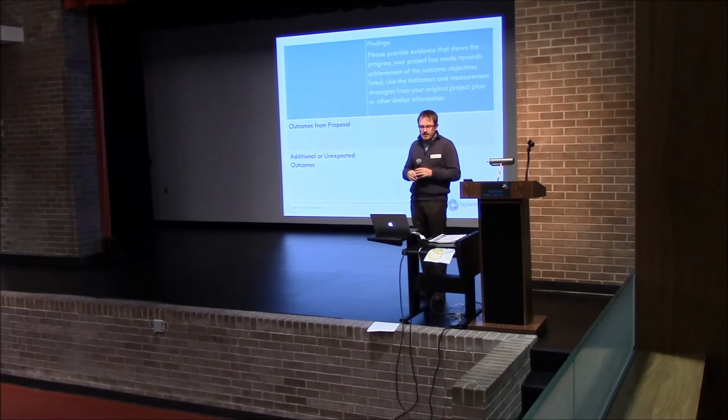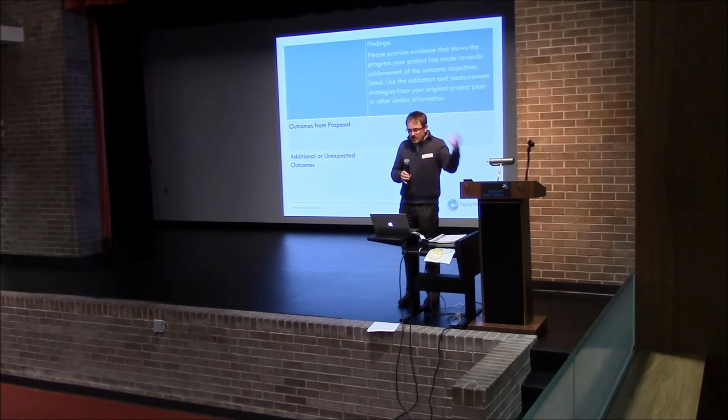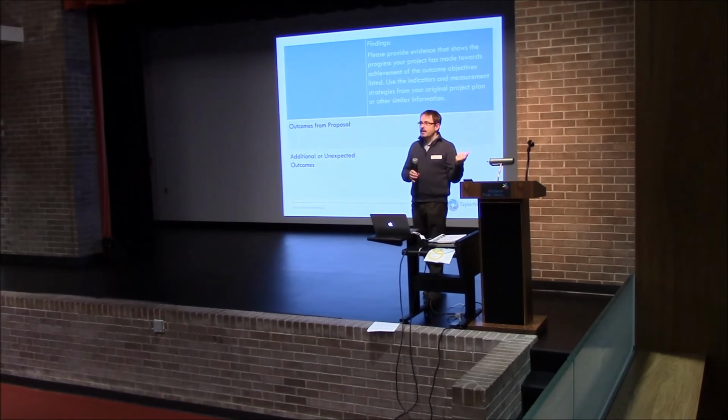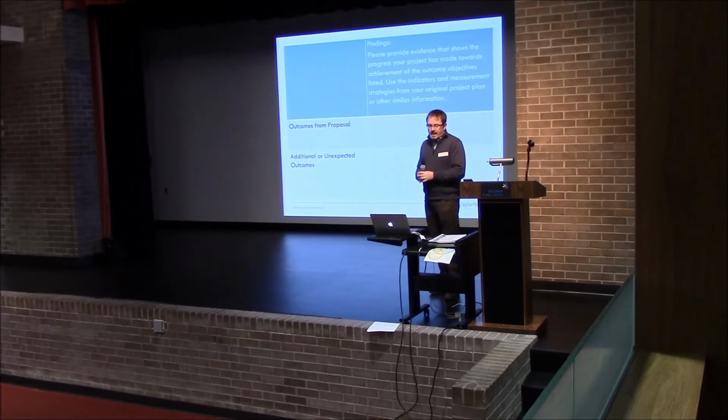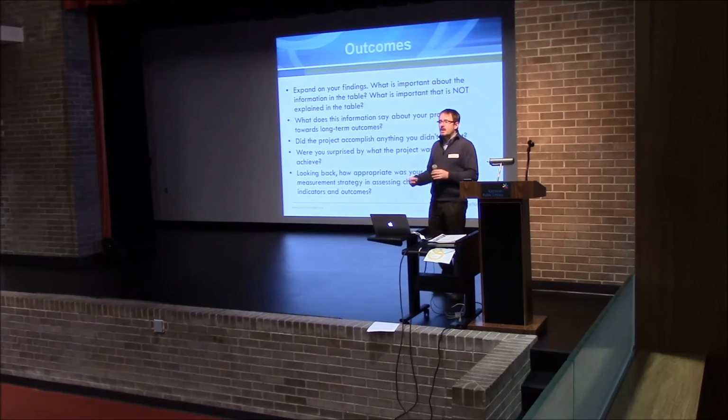And what were the findings? What's the evidence that shows the progress the project has made towards achievement of the outcome objectives? Using the indicators and the measurement strategies from that last column, you know, what can you say about what's happened and the difference that you've made? And again, here we have room for what was expected, but also room for what was unexpected. You know, what happened that you didn't know would happen. And then there's a bunch of open-ended questions that come after that.